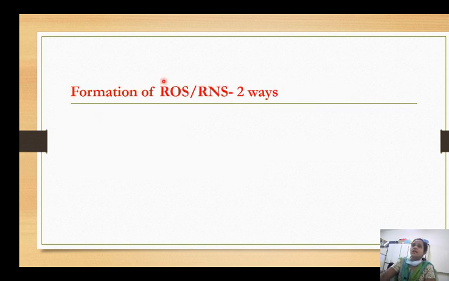Now, formation of reactive oxygen species. How are we getting into contact with these reactive oxygen species like hydrogen peroxide, OH minus? How are they entering into our body? When they are such dangerous things, why will the body accommodate all these things?